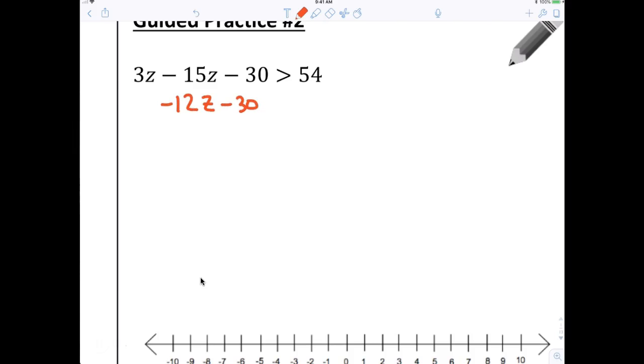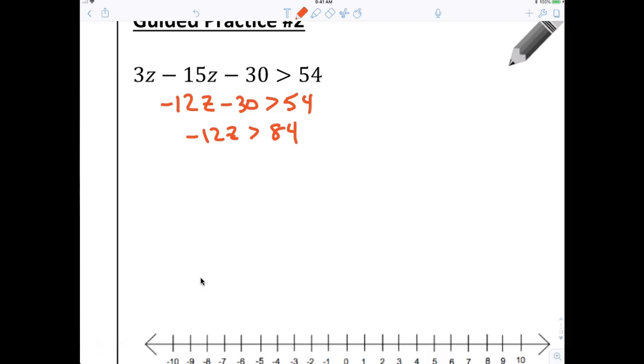-12z minus 30 is greater than 54. Everybody see that? Any questions with that? Add 30 to both sides. -12z is greater than 84.